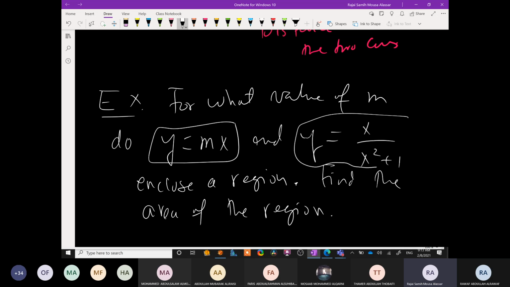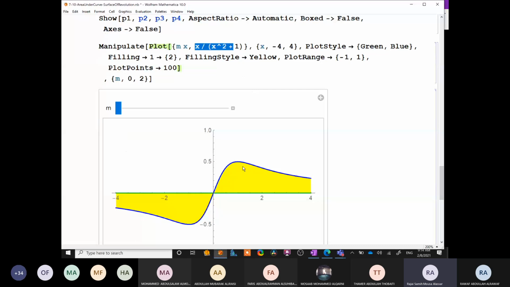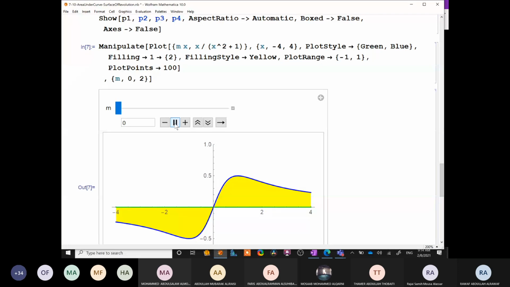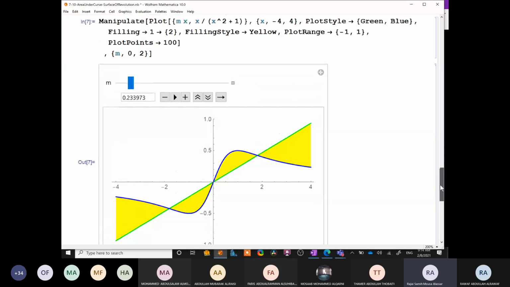When do they enclose an area? This is the first function, x over x squared plus 1, and the mx is the green one. It's a straight line that passes through the origin. So there is a region here, not this one. This is an infinite region to the right, and to the extreme left, that's also infinite. I'm talking about the yellow region in the middle.